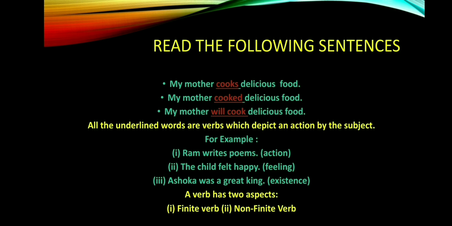Sentence number 3. Ashoka was a great king. Here the word is telling about existence, not action, not feeling, but just existence. Ashoka was. Here was is working as verb and it is telling about the state of existence.